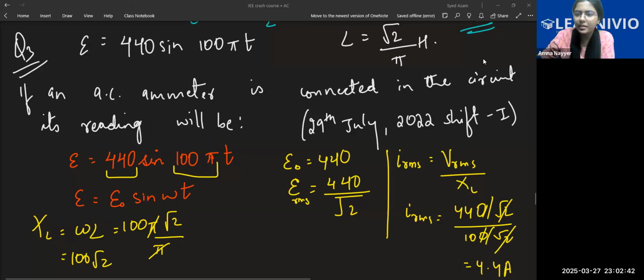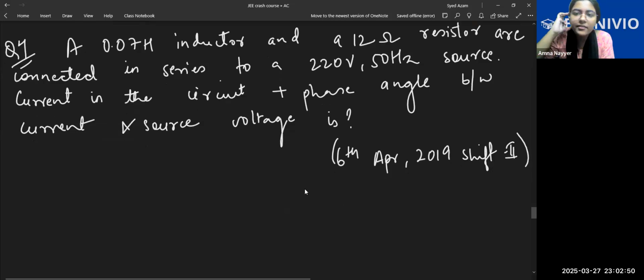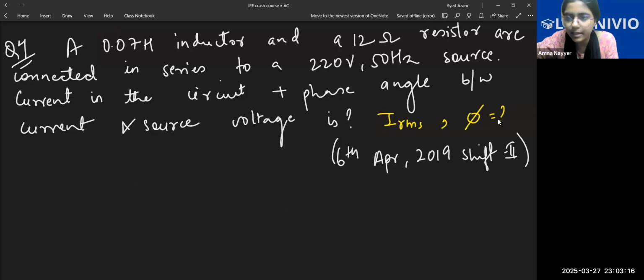Both of you have written? Yes, ma'am. Okay. This question says a 0.07 Henry inductor and a 12 ohm resistor. So this is your LR circuit. They are connected in series to a 220 volt, 50 hertz source. Current in the circuit plus phase angle between current and source voltage, that is what you have to calculate. You have to find out the IRMS and you have to calculate phi.